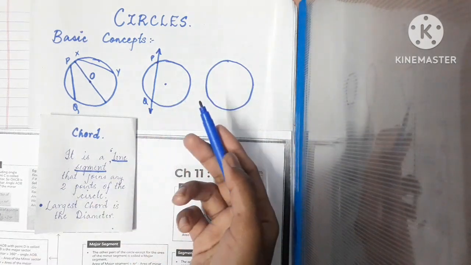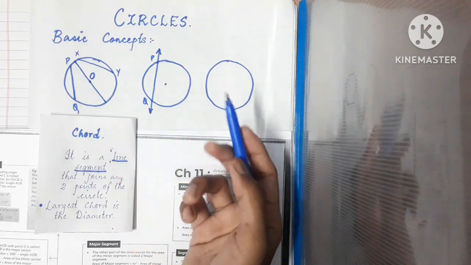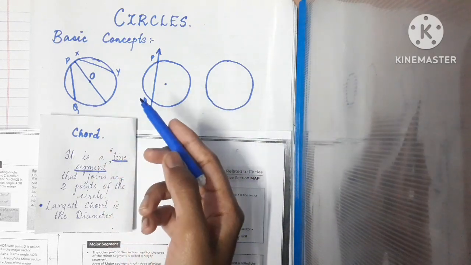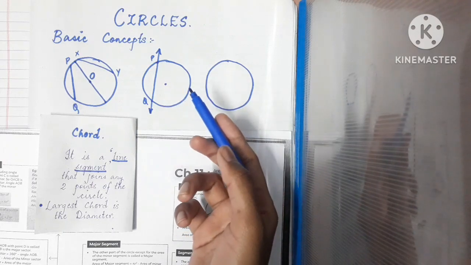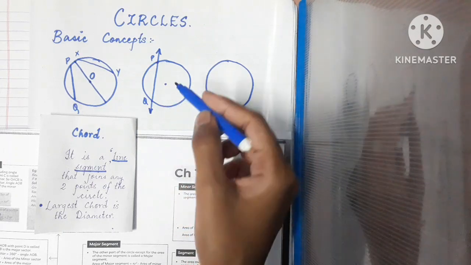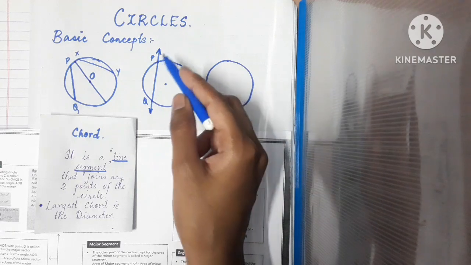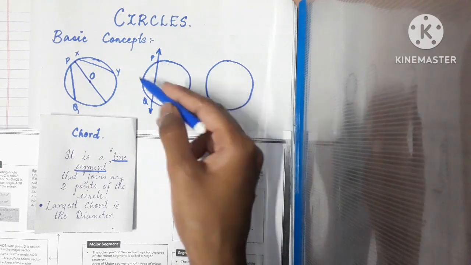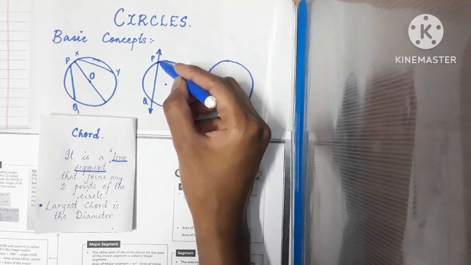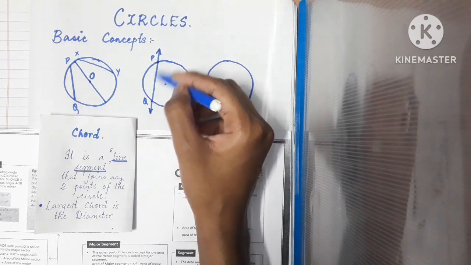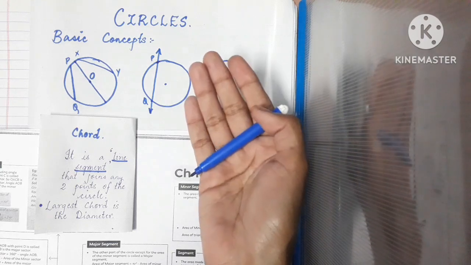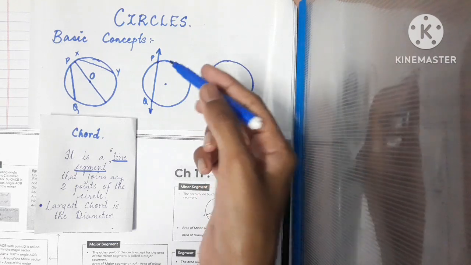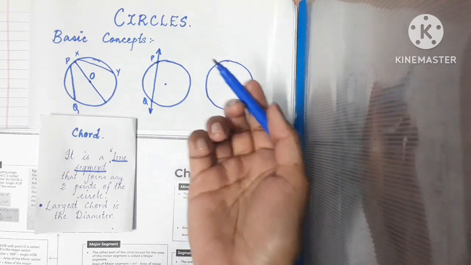So, what is the difference between a chord and a secant? A chord is a line segment, whereas a secant is a line that intersects the circle at 2 points. If you carefully look over here, the part of the secant that is lying inside the circle, this part P to Q, this part is the chord. So a chord is a line segment of a finite length, whereas a secant is a line of infinite length.